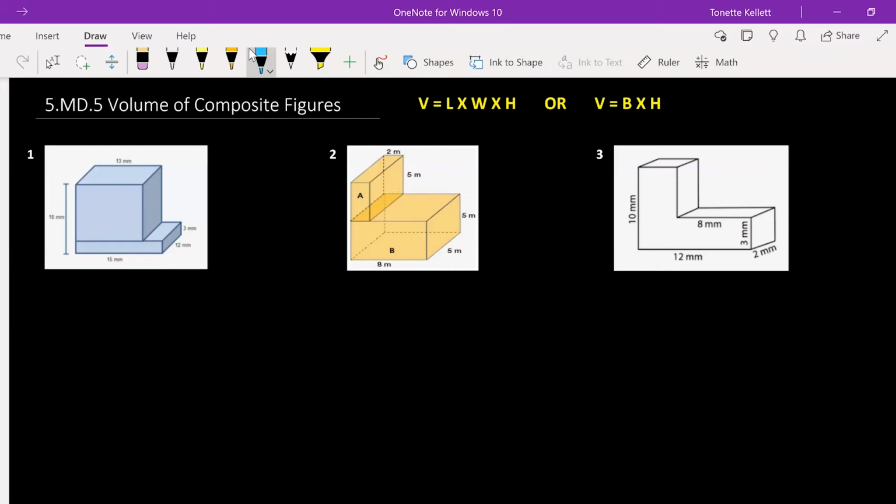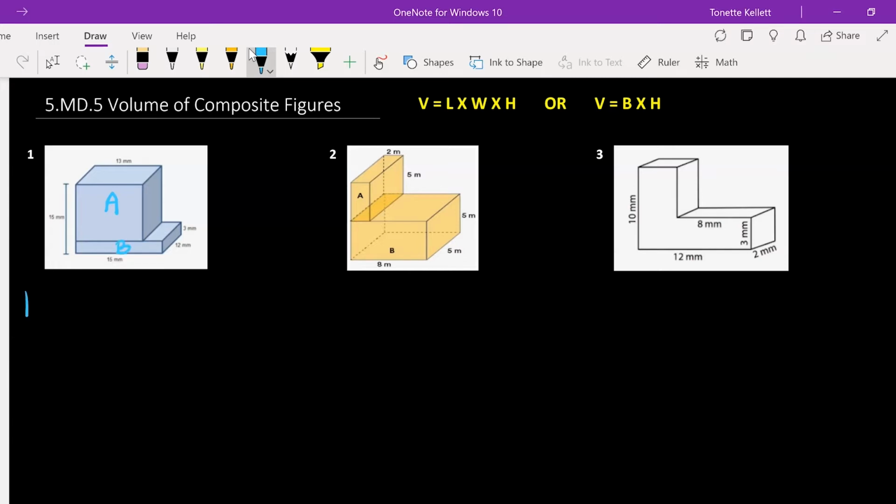A composite figure is made up of two or more rectangular prisms. To find the volume of the composite figure, you find the volume of each part and then you add the parts together. Let's take a look at composite figure number one. The first thing we're going to do is label each one. We have part A and part B.